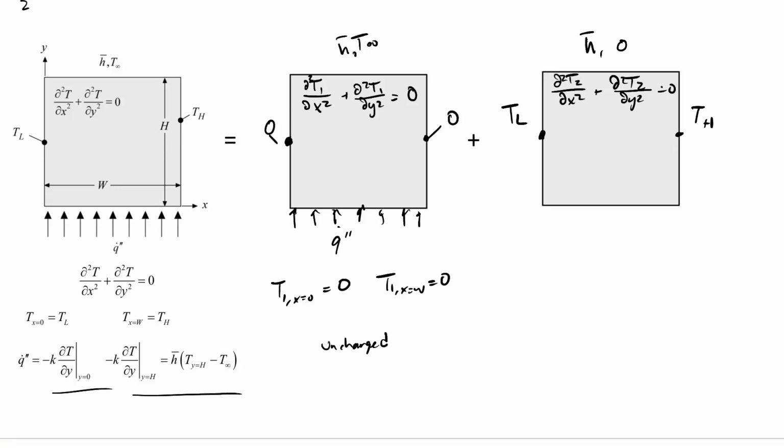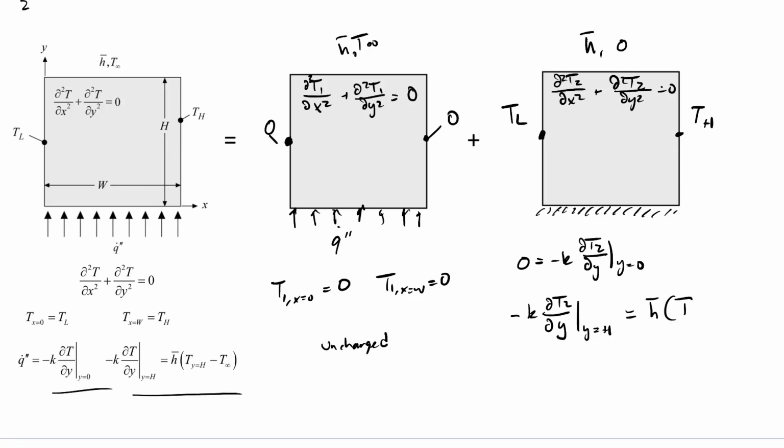Okay, and then on the bottom, we'd say, well, this is adiabatic, right? Q dot double prime equals 0. That's adiabatic. So now we've got our little adiabatic boundary here. So if we write out those two that we changed, it is now 0 is equal to minus k dT2/dy at y equals 0. That's the bottom boundary condition. And the top boundary condition was minus k dT2/dy at y equals H equals h bar times T2 at y equals H minus 0. And then the others are unchanged.